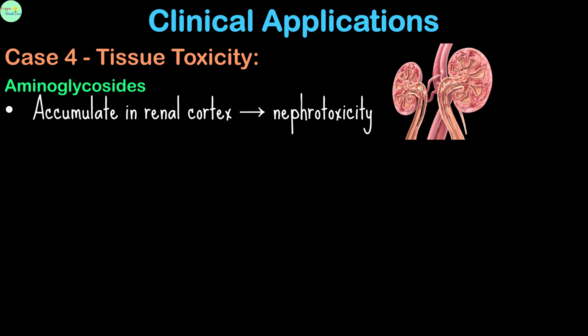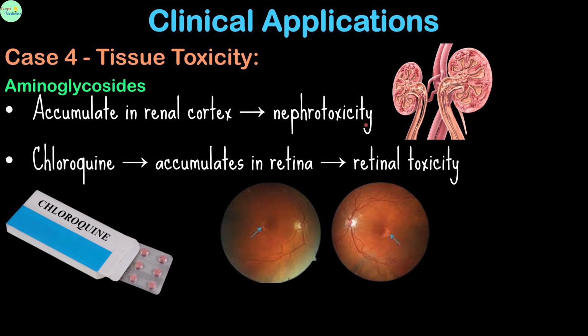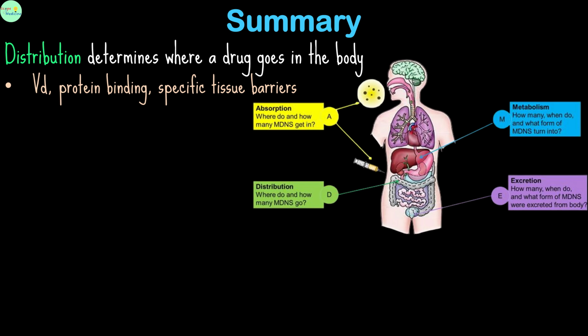Case 4 involves understanding tissue-specific toxicity. Aminoglycosides, with their medium volume of distribution and hydrophilic nature, accumulate in the renal cortex, explaining their nephrotoxic potential. In contrast, chloroquine, with a very high volume of distribution and affinity for melanin, can accumulate in the retina, leading to characteristic toxicity.